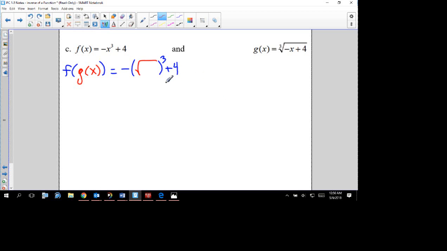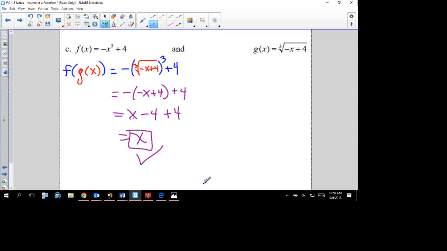I'll put in cube root of positive x plus 4. Remember, when you are cubing a cube root, the cube and the cube root cancel each other out, and I bring everything else down. Negative parenthesis, I have negative x plus 4. And then because I have that negative outside of the parentheses, that's going to change all my signs. So again, positive x minus 4 plus 4, which gives me x, and I verified f of g of x.